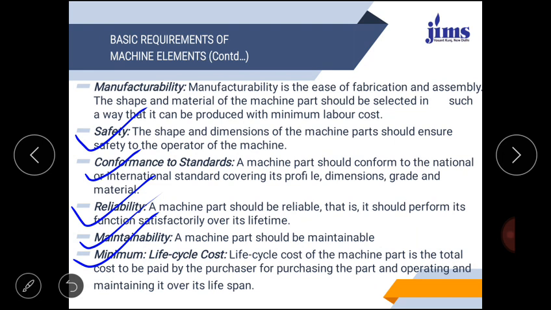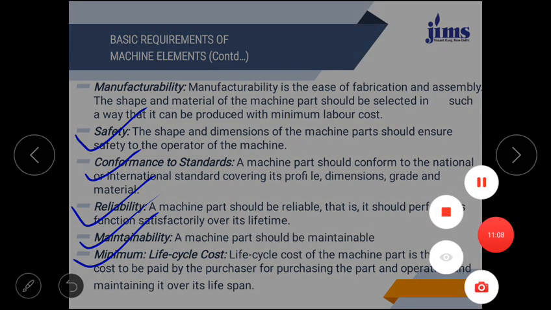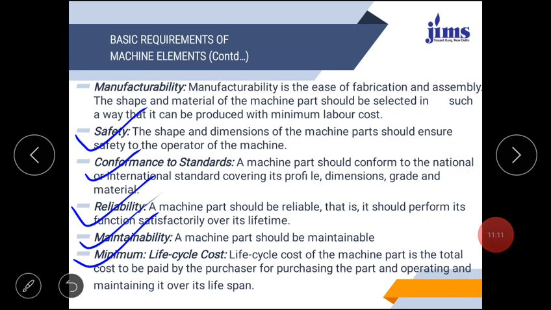So students, till date we have covered the basic procedure of machine design, and then we have also covered the steps involved in designing of machine elements, and what machine design is we have already discussed. And after that we have discussed the basic requirements of machine elements, meaning what properties a machine element should have. So these are the basic things which we have discussed till date.